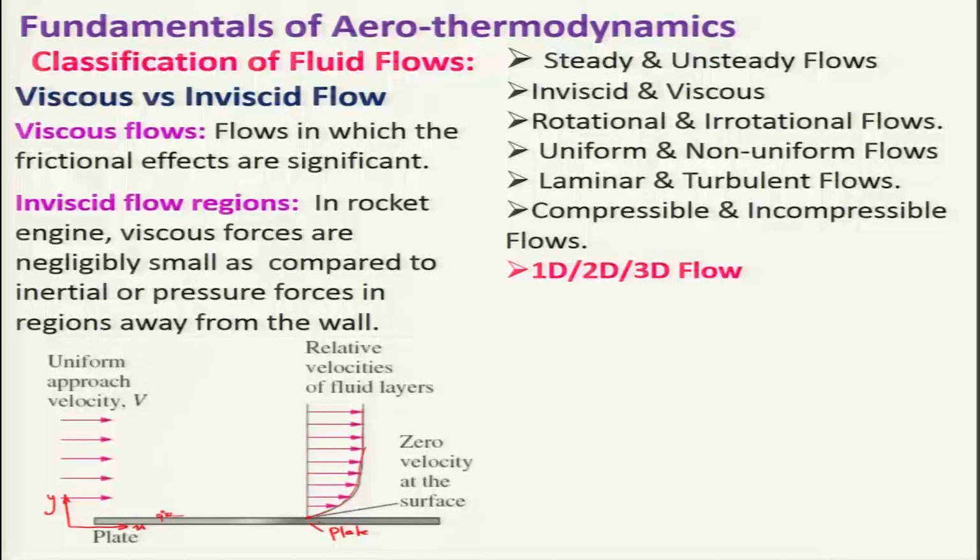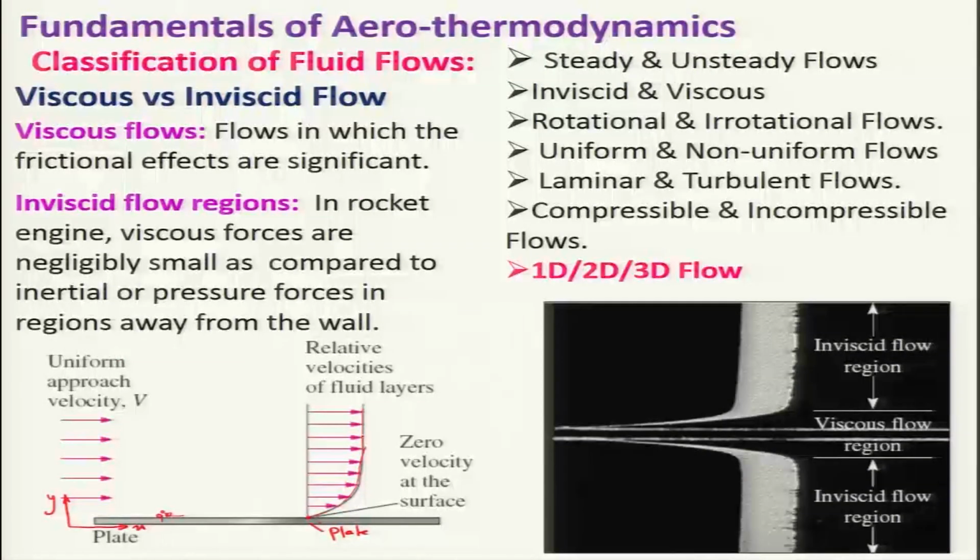So, if you look at this, we can call this a uniform flow, and this is a non-uniform flow. This is coming in because in this region you can say that this region will be the viscous region as shown here. This is your viscous region, and this is your inviscid region. This region is the inviscid flow region. So, therefore, it is really very difficult to avoid the viscous region.